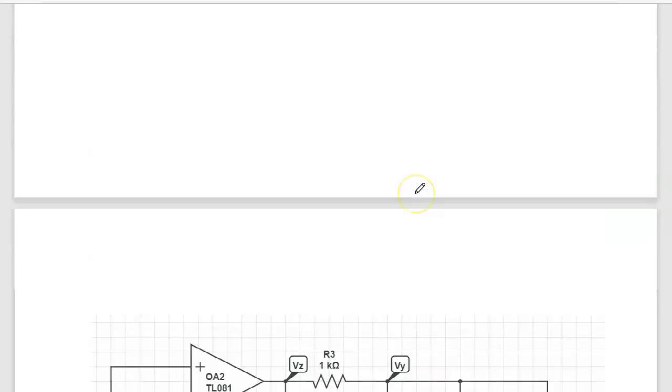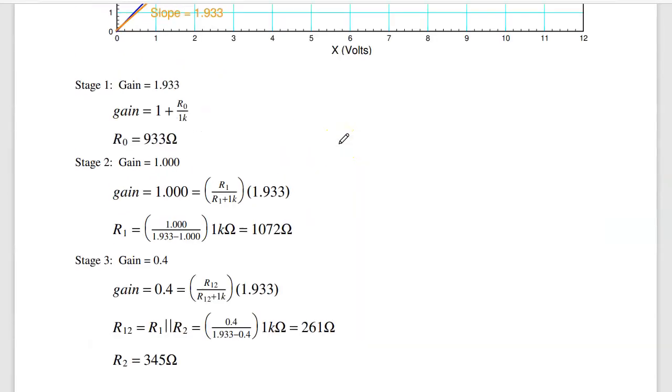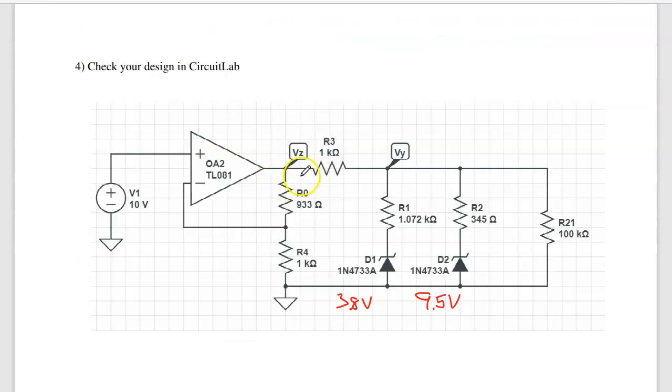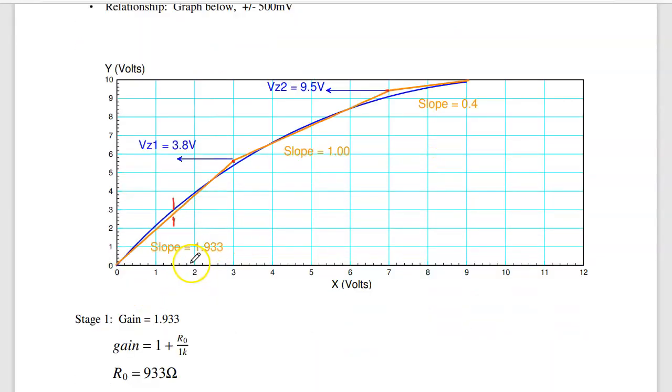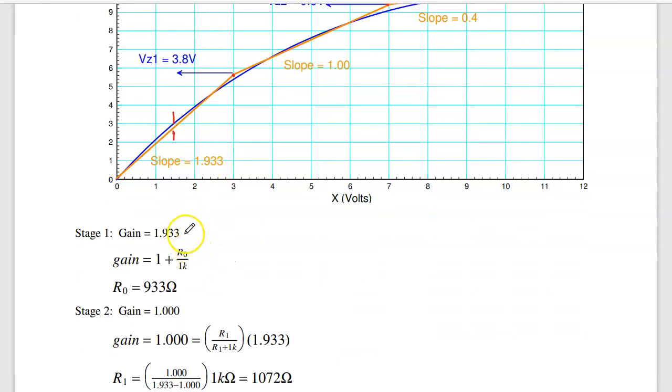Okay, next, the slope. To find R0, that's the initial slope. This is a non-inverting amplifier. The gain is 1 plus R0 over R4. So when I drew this line, the initial slope was 1.93. That's 1 plus the ratio, making R0 933 ohms. That takes care of this part of the curve.